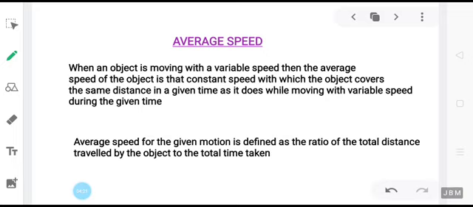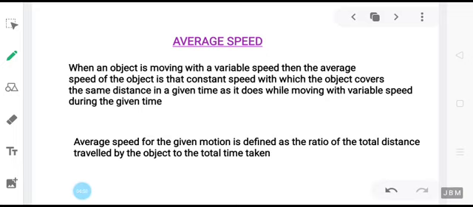Average speed. Obviously, if an object is traveling with a non-uniform speed or a variable speed, then for the entire course of journey, we can find out the mean value of speed or what is referred to as the average speed of the object. So how to define this quantity? Average speed of the object is that constant speed with which the object covers the same distance in a given time as it does while moving with variable speed during that given time. So average speed for the given motion is defined as the ratio of the total distance traveled by the object to the total time taken.